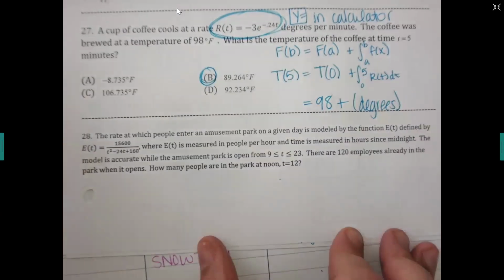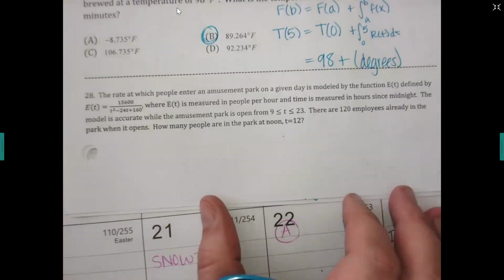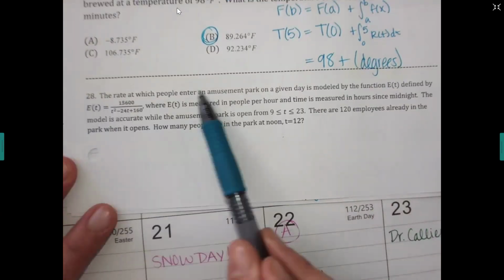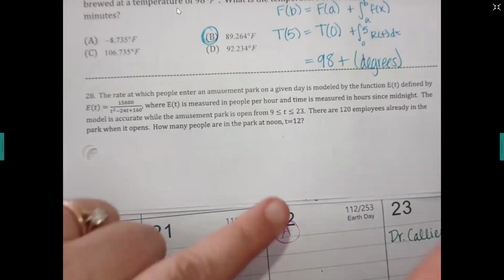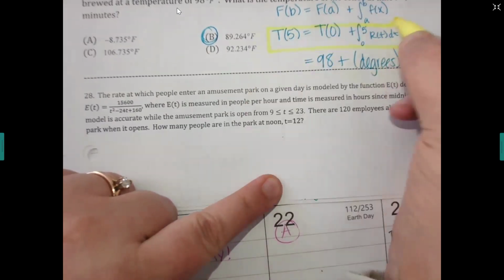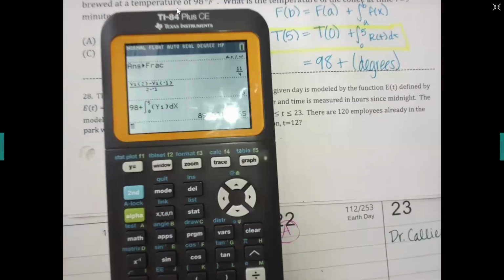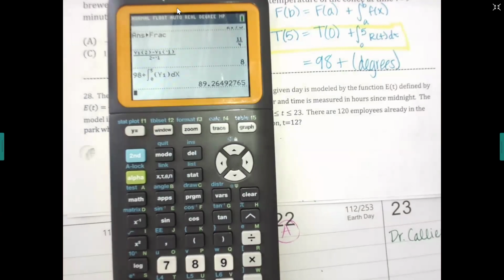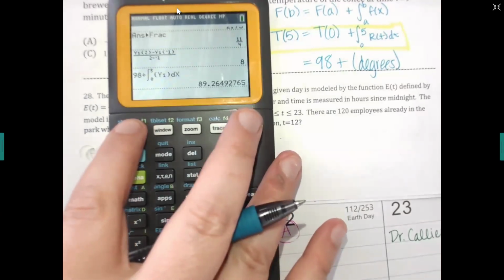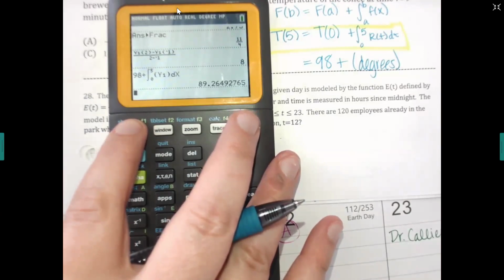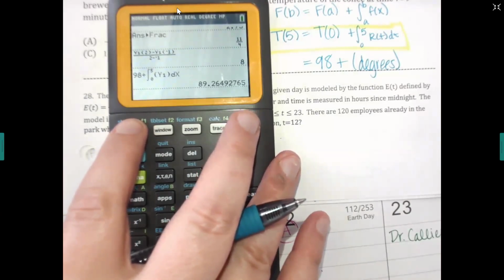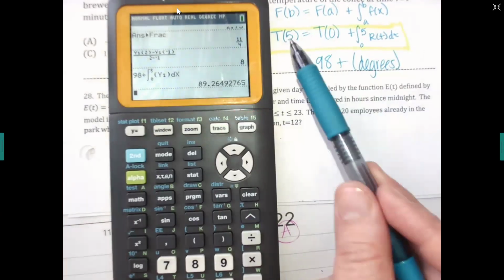We have one more like that, but I want you to set it up. So read through 28, and I want you to set up this. In this case, I used a T for temperature. In 28, we're talking about people, so let's just call it P instead of T. Read through 28 and set up your version B like this.